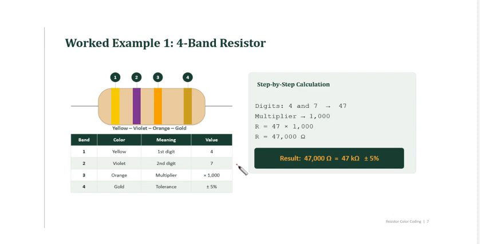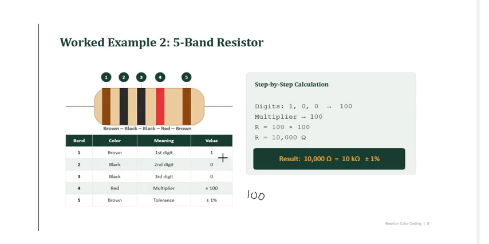So going there, we have it that the multiplier now is going to be 10 to the power of 2 times 10 to the power of 2 ohms. So that is the resistance value now. Now, the tolerance is the last band, and it is brown.